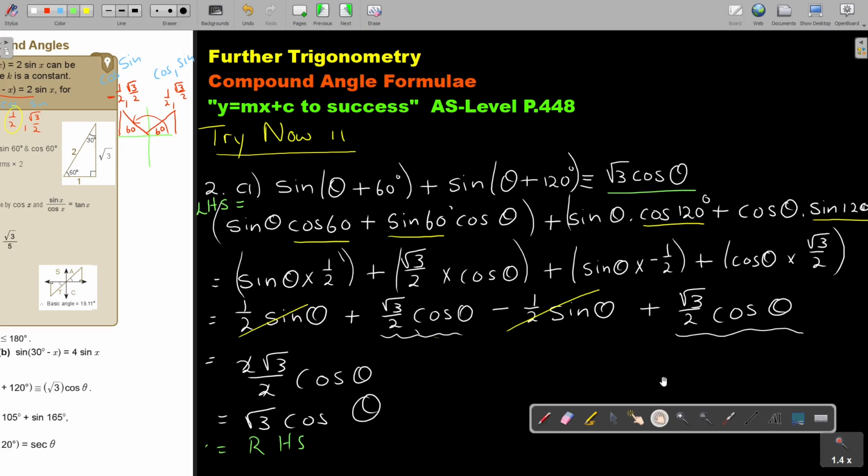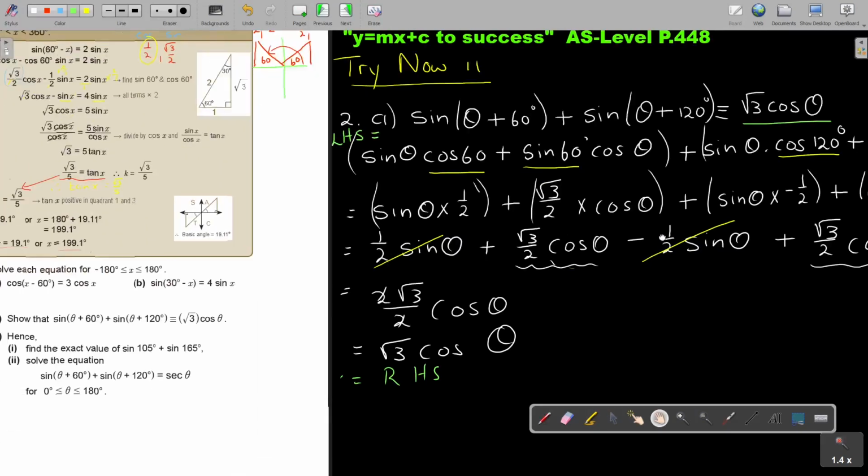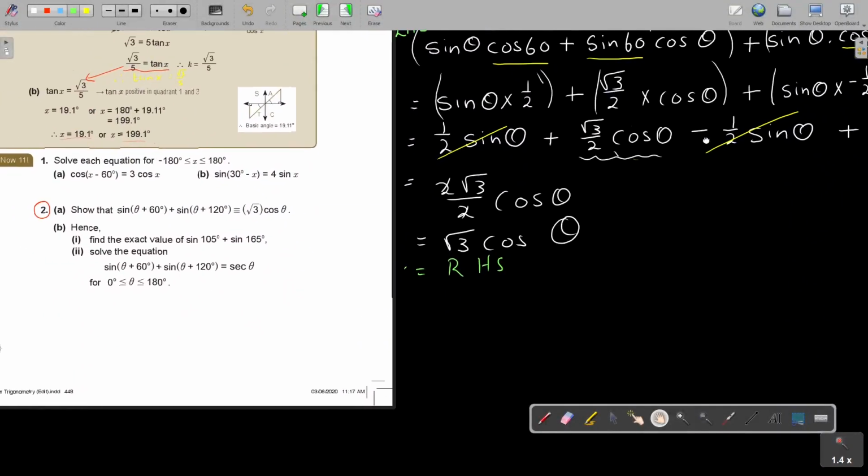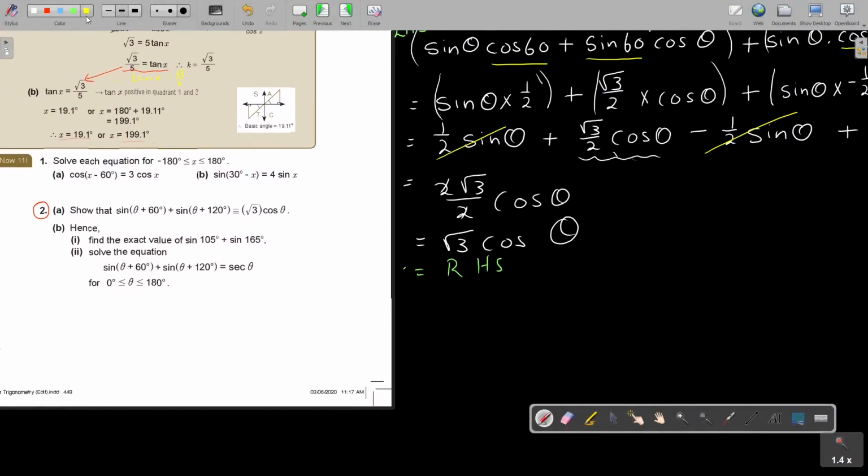Okay. Now I go on. And now I'm going to say to you, okay, let's go on. It's now number B. So as soon as they say hence, it means use A. So find the exact value of, okay, now you don't see it so good now, but if you write it down, it's sin 105 plus sin 165. Okay, this is the first one.